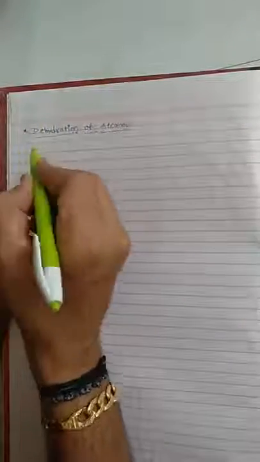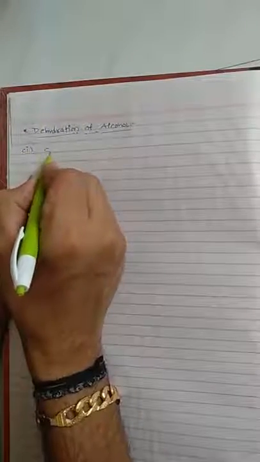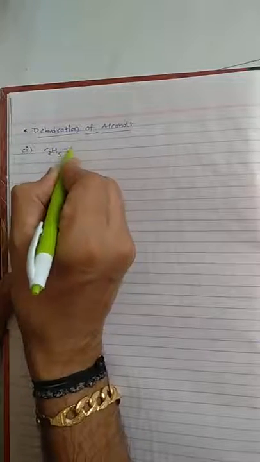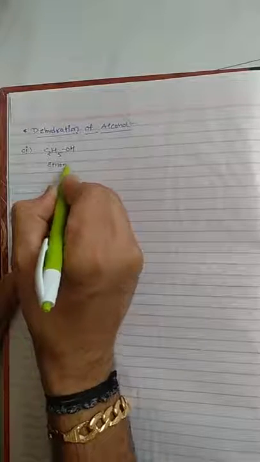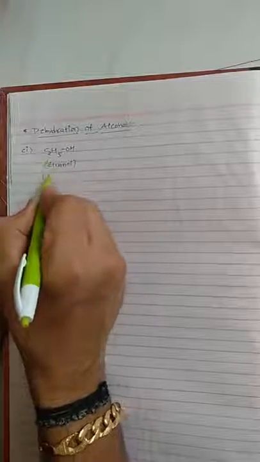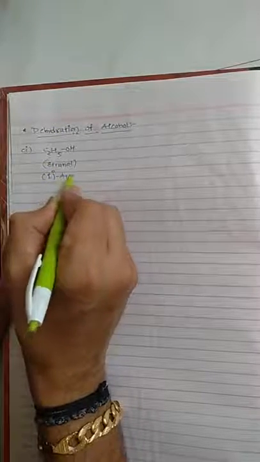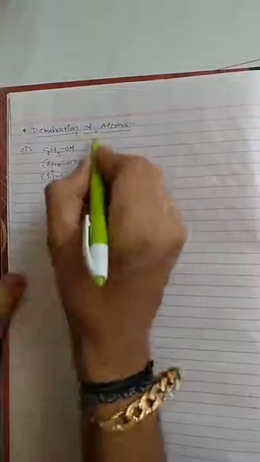The next point is the dehydration of alcohol. For dehydration we require concentrated sulfuric acid as a dehydrating reagent. We have 3 types of alcohol: primary, secondary and tertiary. We will start with the first one, primary alcohol, ethanol, C2H5OH. I will mention the name as well as the type of alcohol. This is called ethanol, which is a primary alcohol.